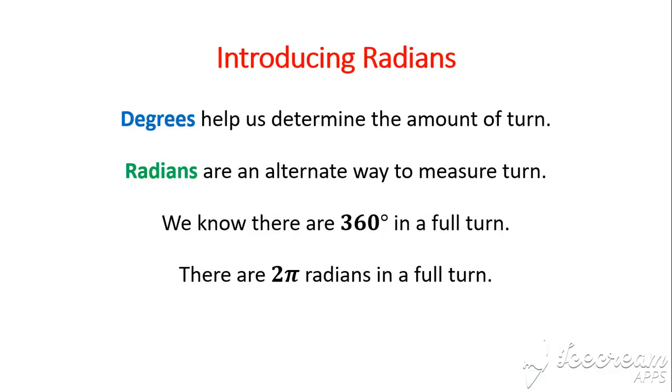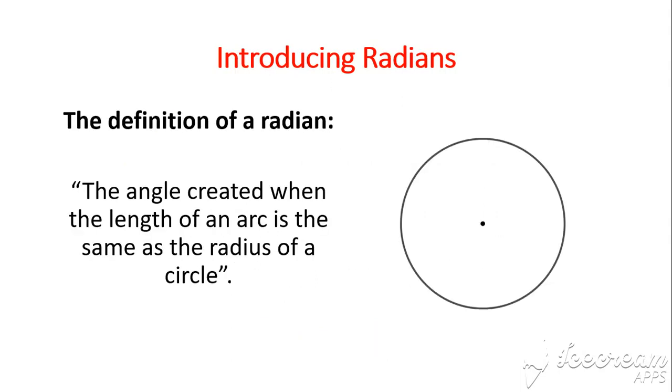Now we know degrees help us to determine the amount of turn. Radians are also an alternative way to measure turn. We know that there are 360 degrees in a full turn, so we're going to say there are 2 pi radians in a full turn. So we're going to say 2 pi radians is equivalent to 360 degrees.